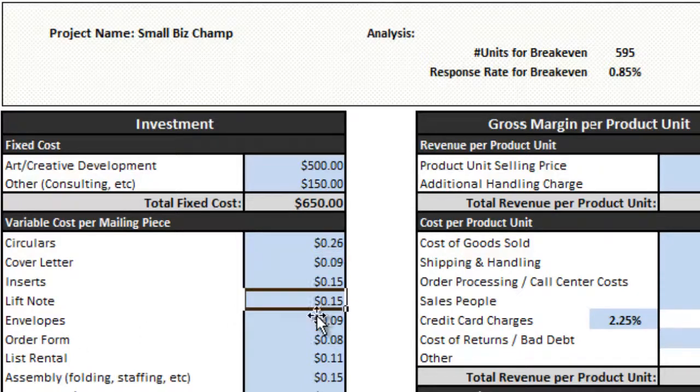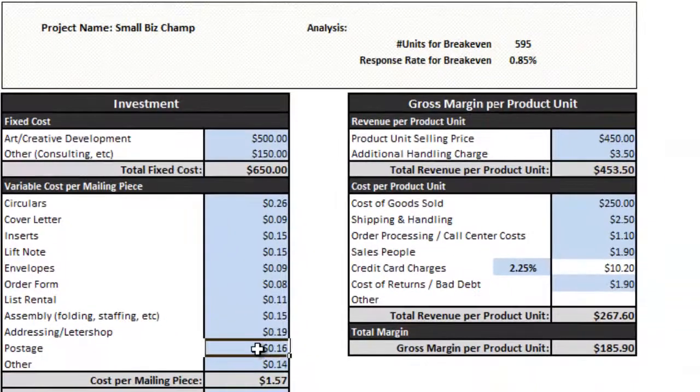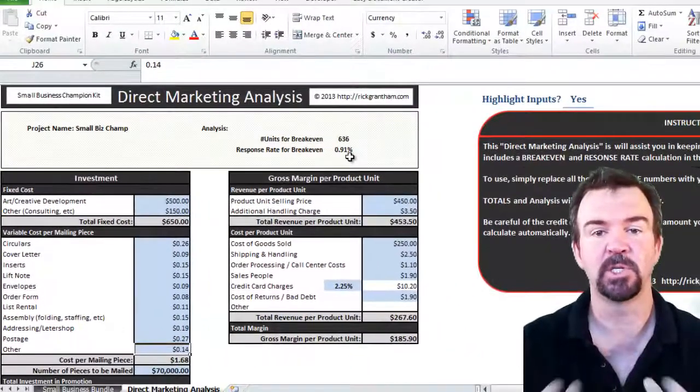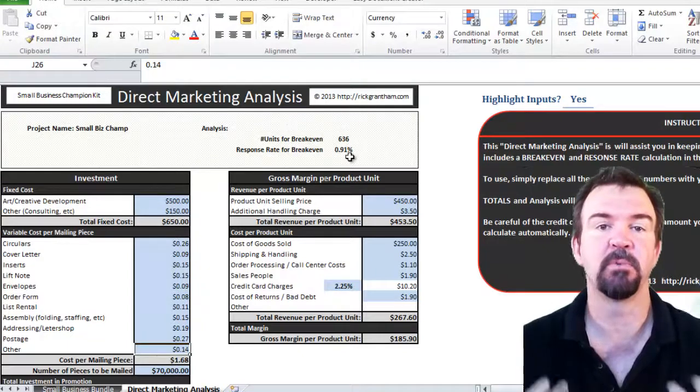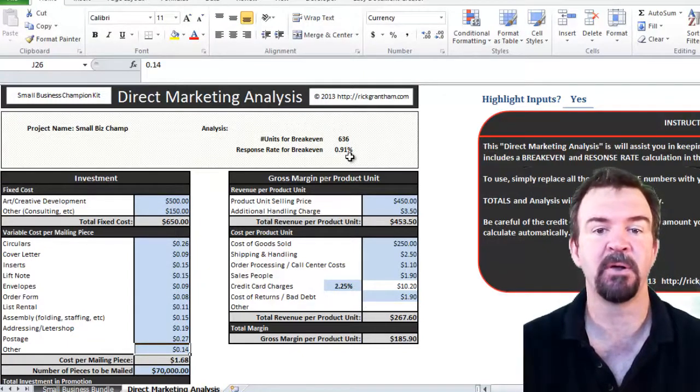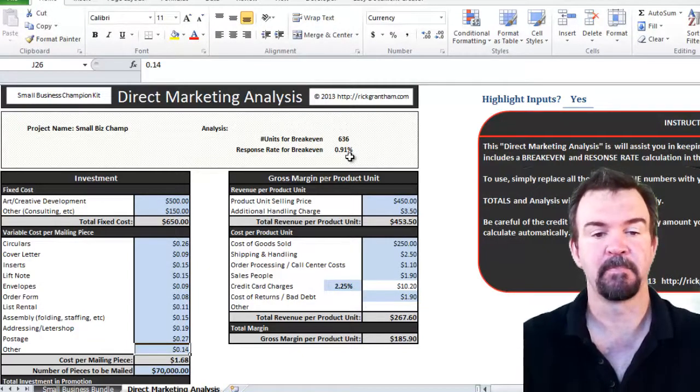So you go in cost per mailing and say, what is your cost for envelopes? What is your cost for postage? And maybe 0.16 cents is not accurate depending on where in the world you are. Maybe it's 0.27 cents. And as you update all these, you'll notice up in the right-hand side now your number of units for break-even changed and your response rate for break-even change. Your response rate is how many people need to respond, or what is the percentage of people that need to respond to the number of mailings you put out for you to break even.